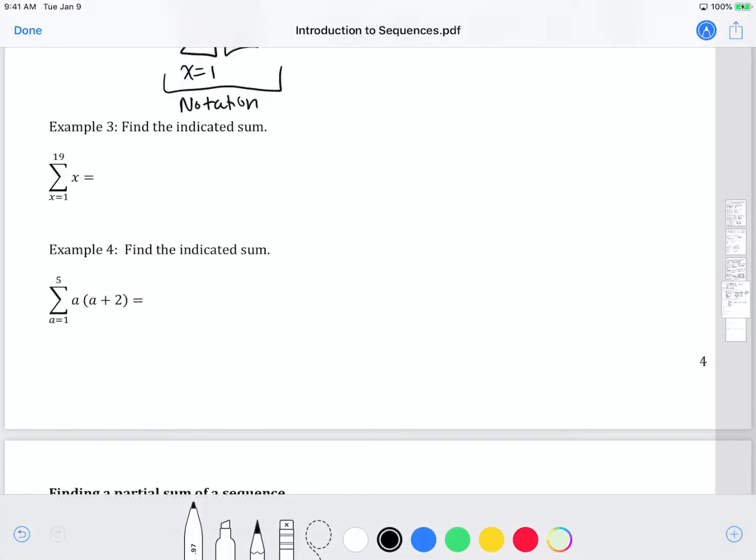For example 3, it says find the indicated sum. So I'm going to start at 1. I'm going to plug in 1, and when I plug in 1 to x, I just get 1. Then I'm going to go to 2. I'm going to plug in 2, and when I plug 2 into x, I just get 2. And I do that all the way up to 19. When I add all that up, we get 190. And you can check that on your calculator if you'd like.